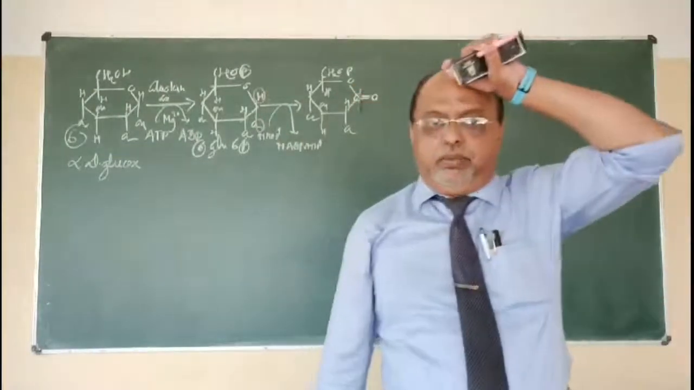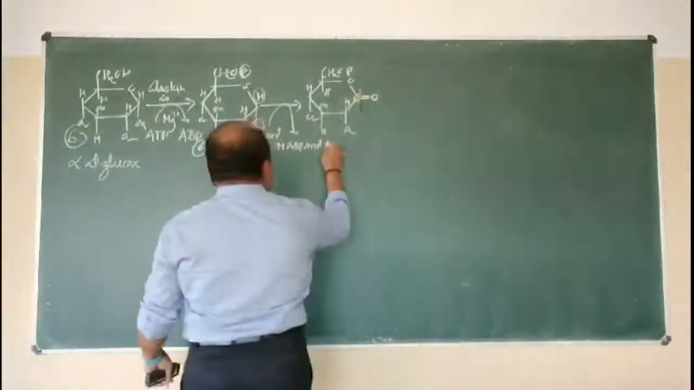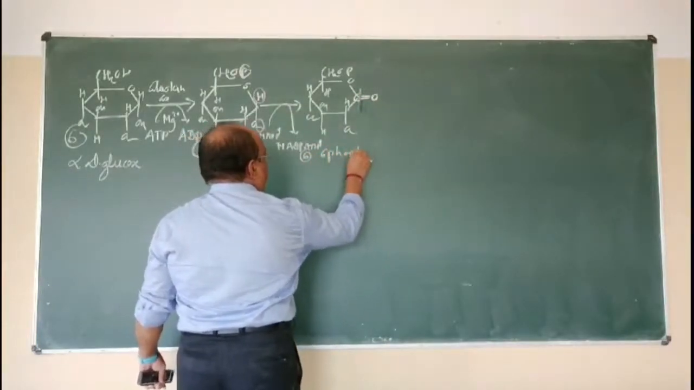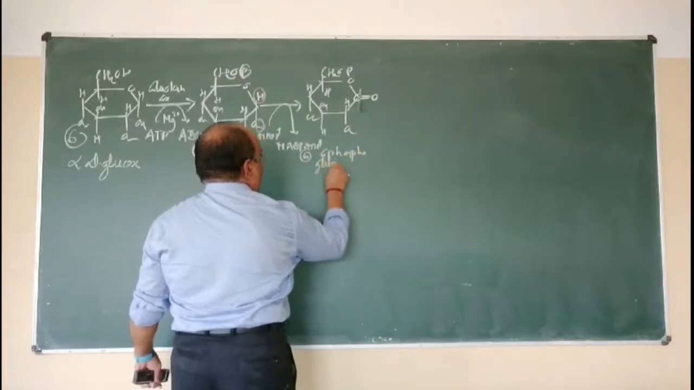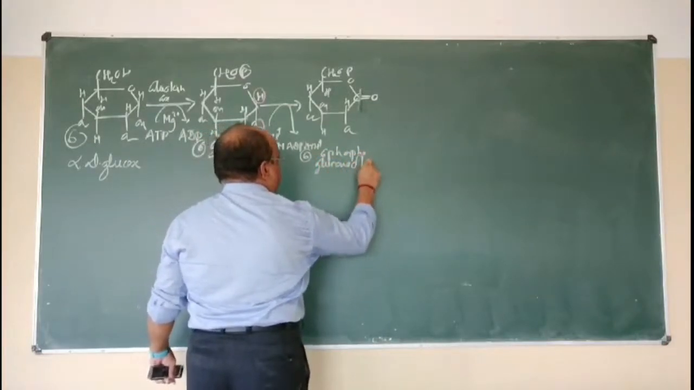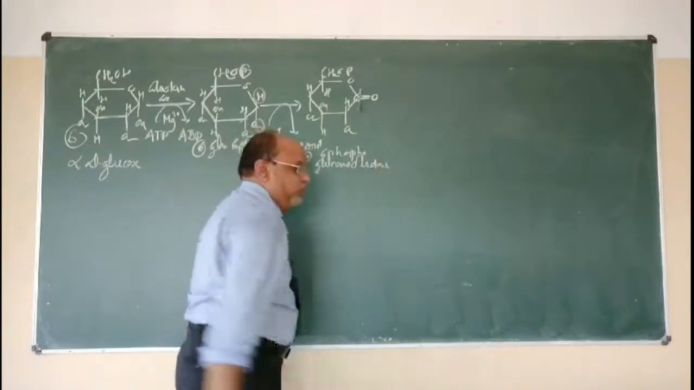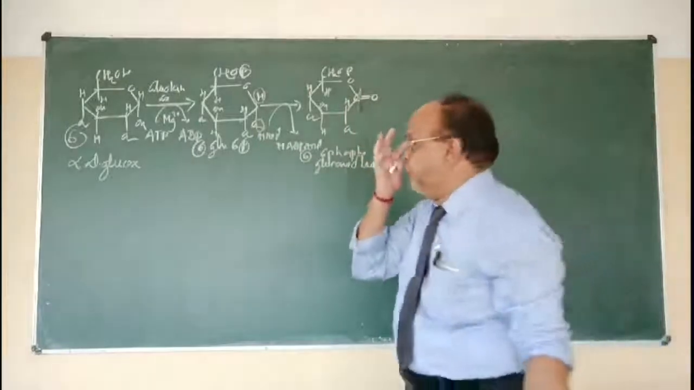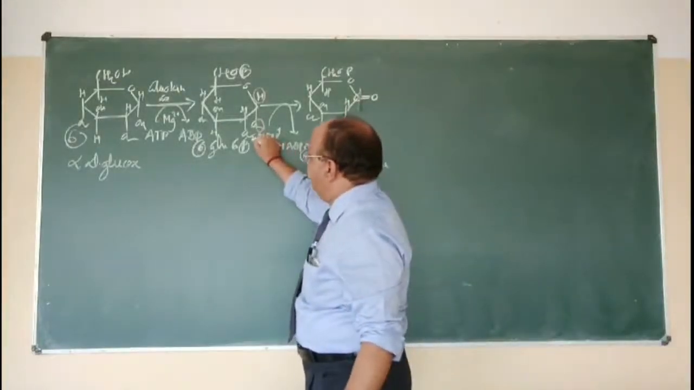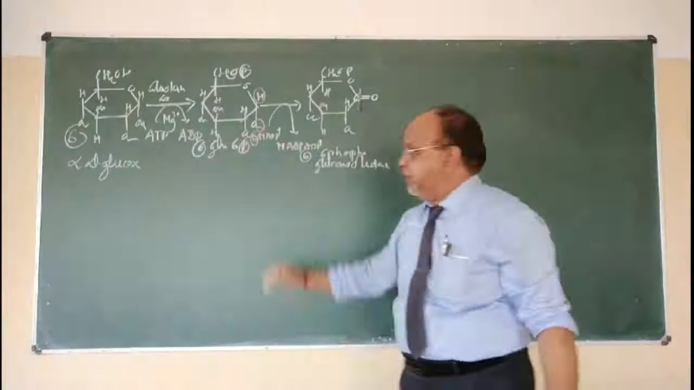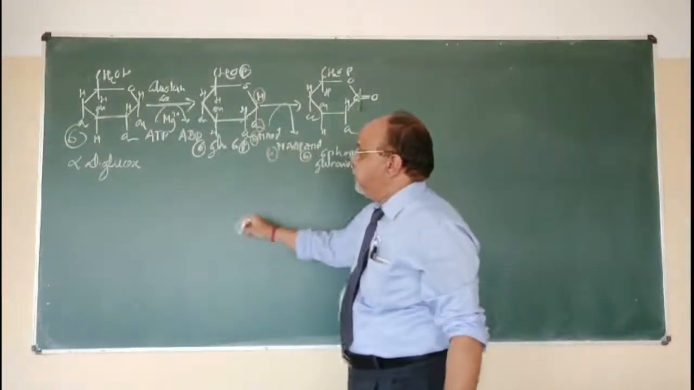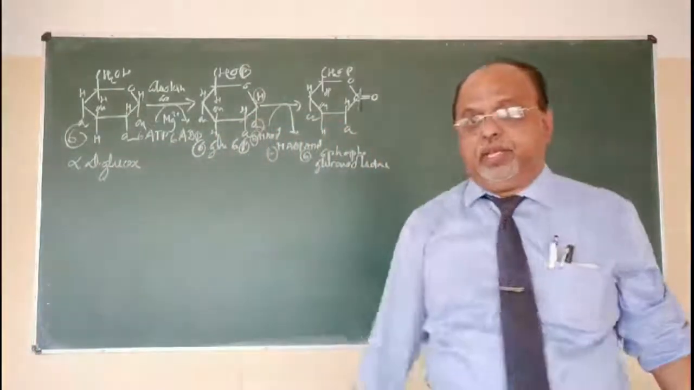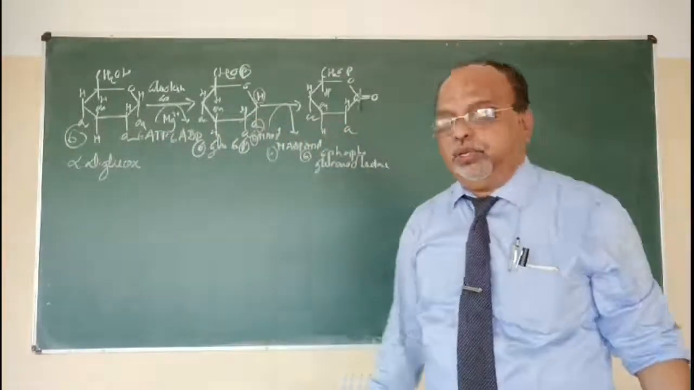That's why the name of the compound is 6-phosphoglucono delta lactone. Obviously it requires 6 NADP, reduced to 6 NADPH. Similarly here, 6 ATP to 6 ADP. So every time you have to consider 6 molecules.